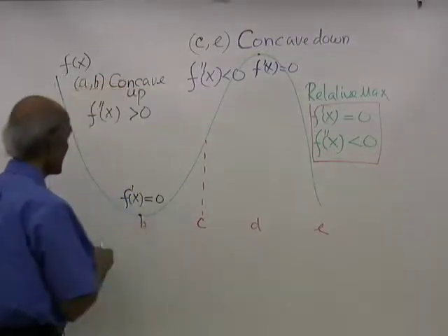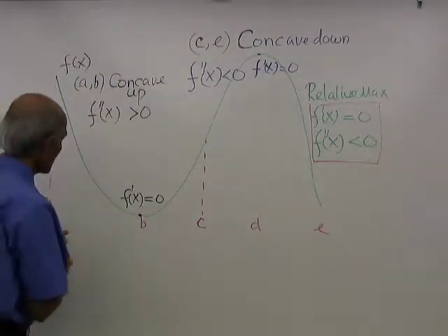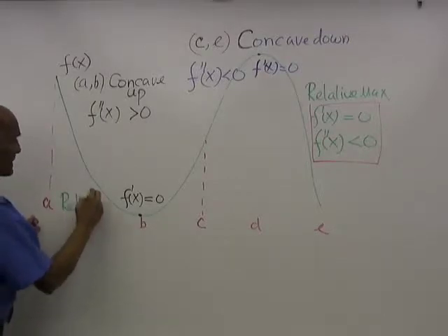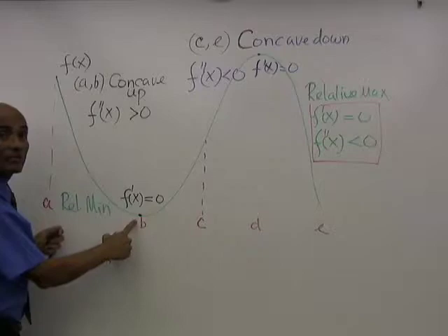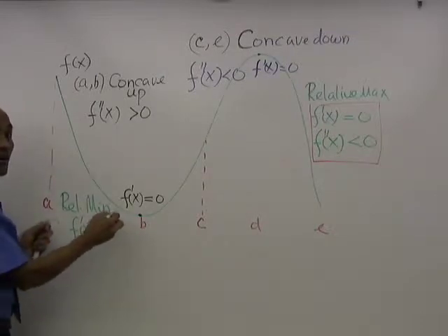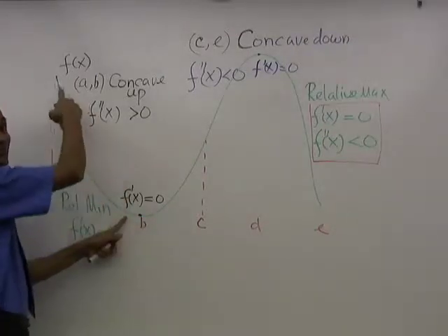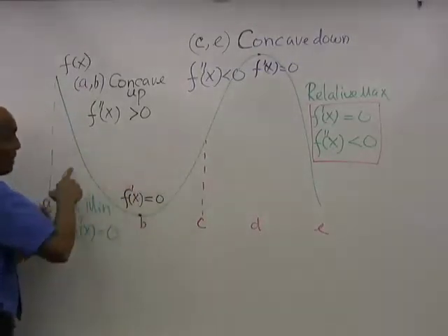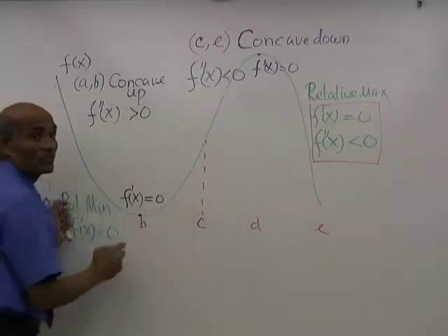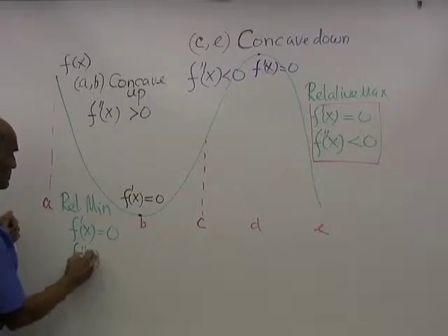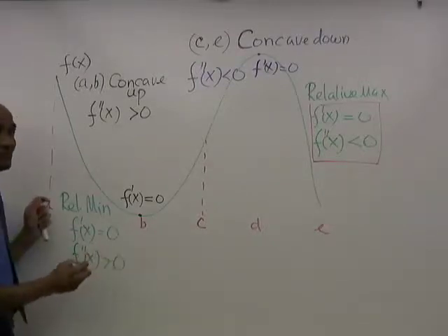How about a relative minimum? We have a relative minimum at x equal to b. And you know at x equal to b, the first derivative is 0. And how about the second derivative? If you notice, the second derivative is positive all along the interval from a to c. So at x equal to b, the second derivative is positive.